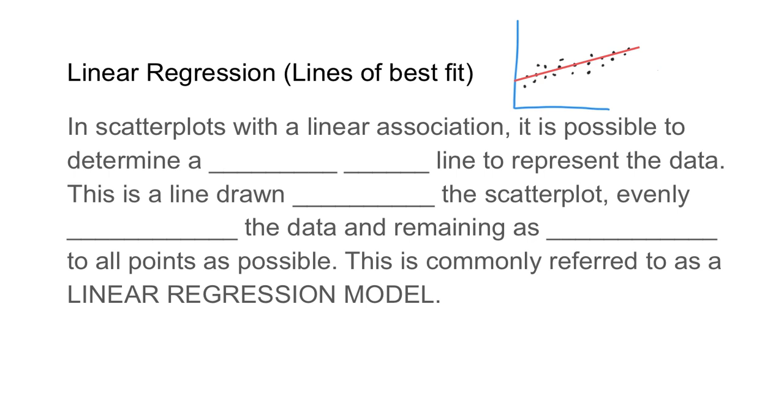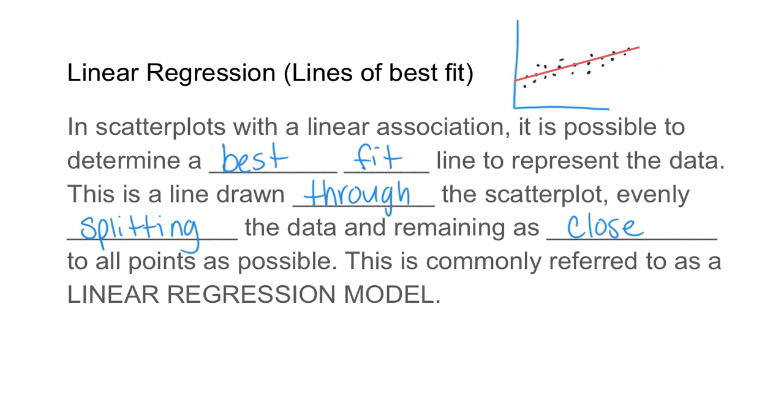So we're going to determine a best fit line to represent the data. That's a line drawn through the scatter plot, evenly splitting the data and remaining as close to all the points as possible. Sometimes they'll call that a best fit line. Sometimes they'll call that a linear regression model. So you could see both of those things. But instead of estimating it, we're going to calculate it using the TI-84.